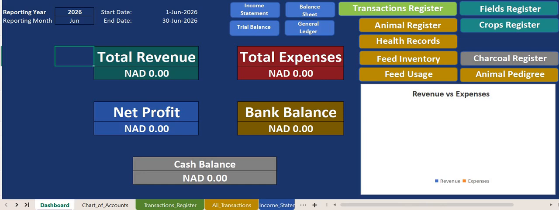Now, in this video, I'm going to give you a complete overview of how the system works, how transactions are recorded, how the data flows through the system, and how it ultimately produces your financial reports like the income statement and the balance sheet. By the end of this video, you should clearly understand the structure of the system and how all the different parts connect with each other.